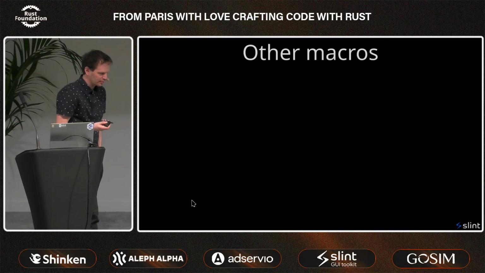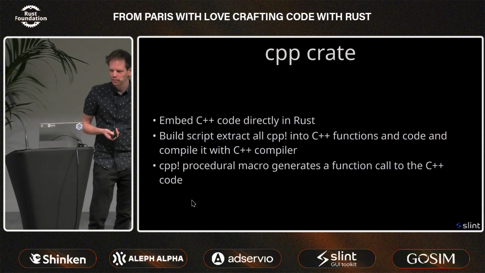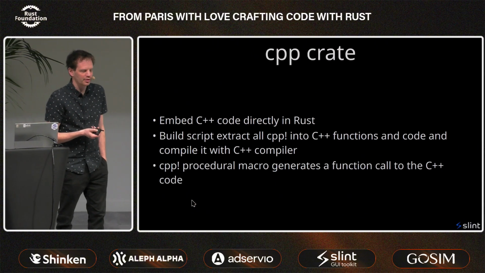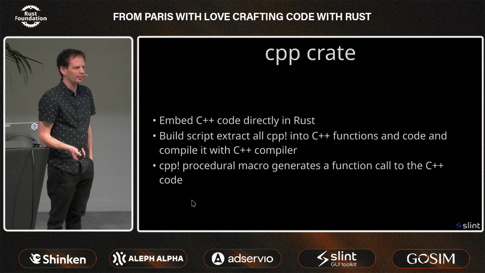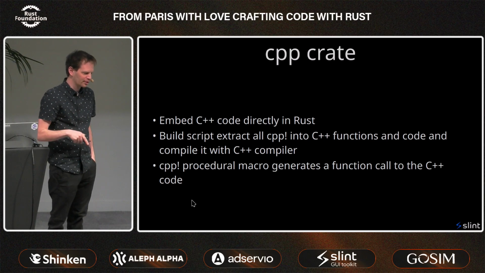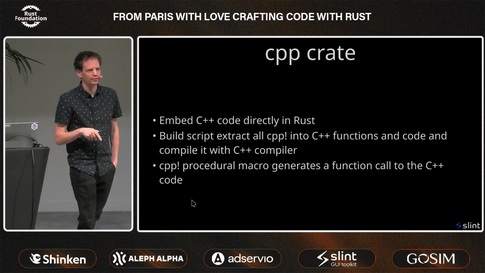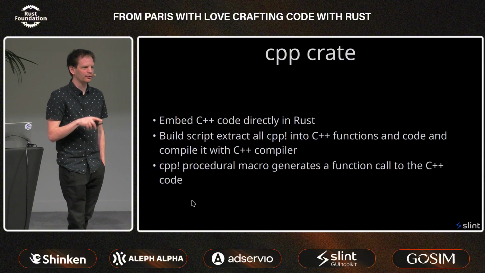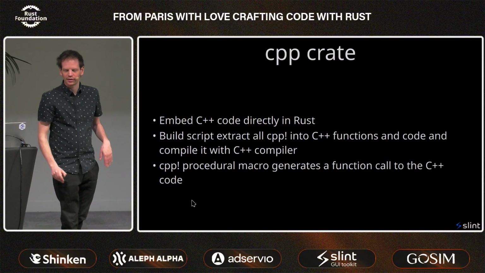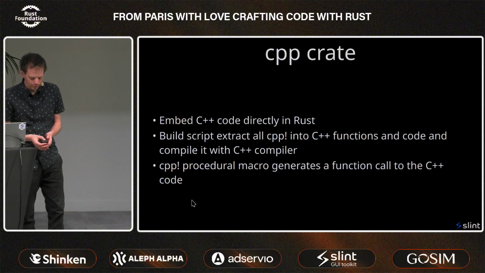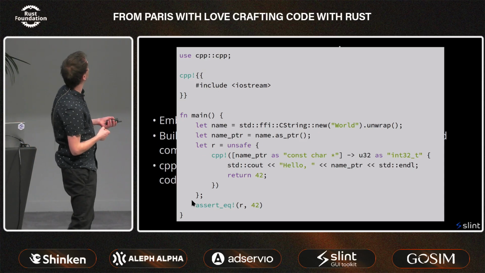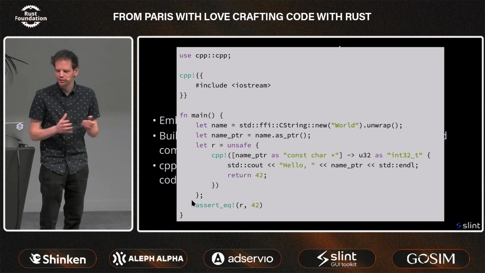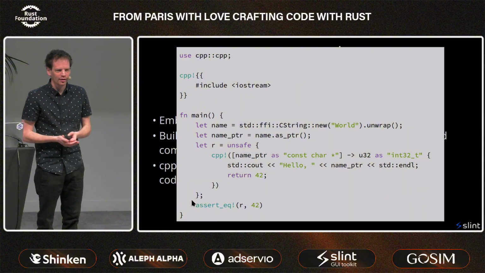So I just want to mention other macros that are used in Slint. One of them is from the CPP crate, which is also a crate I've been contributing to since I was doing those bindings for Qt, and Slint can also optionally use Qt for its styling on Linux. And so basically with the CPP crate, you can just embed C++ code directly into your Rust code.